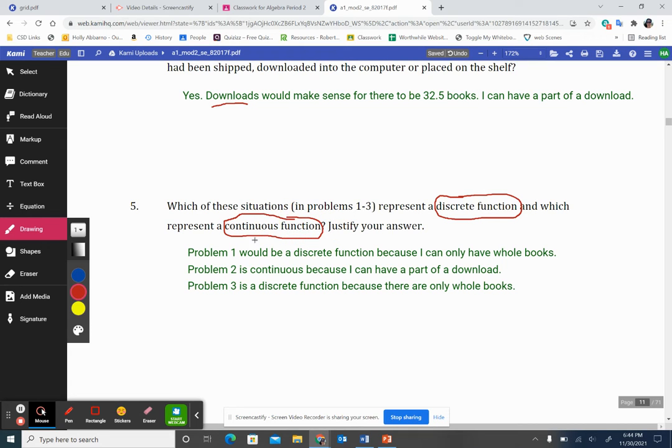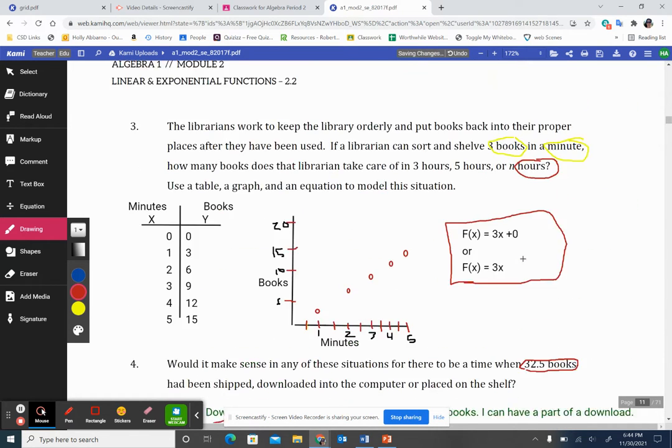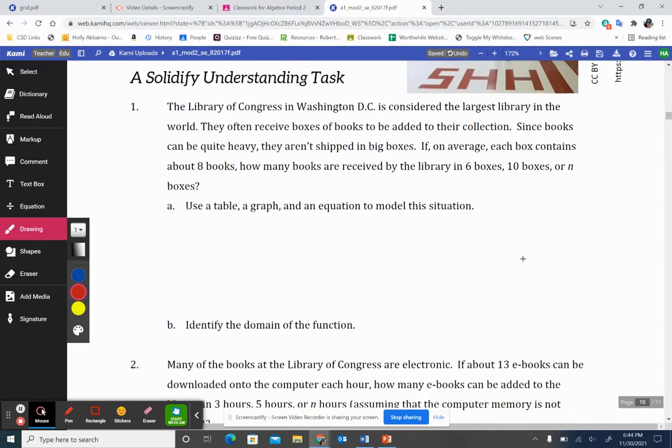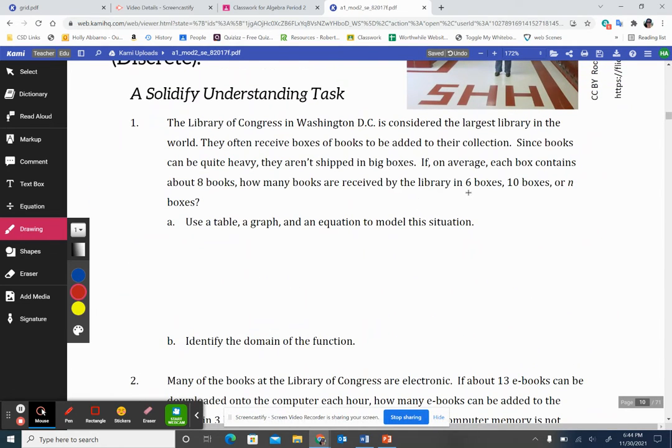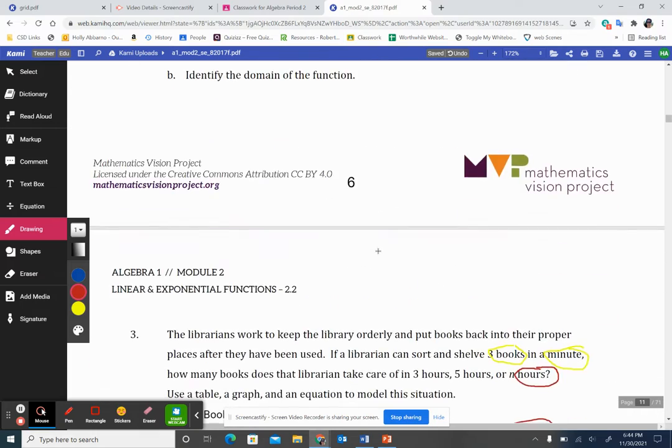We touched on it quite a bit in our last video, but problem 1 would be a discrete function because we can only have whole books. Remember, problem 1 was when there were 8 books per box. You're not going to ship partial books, and so that is discrete. We have to have whole numbers.